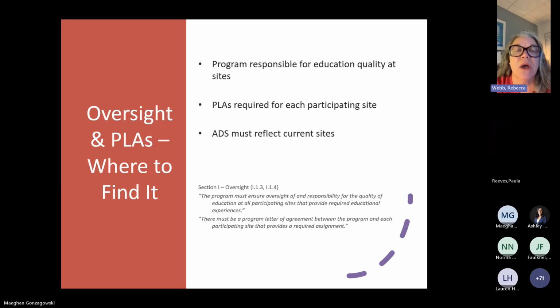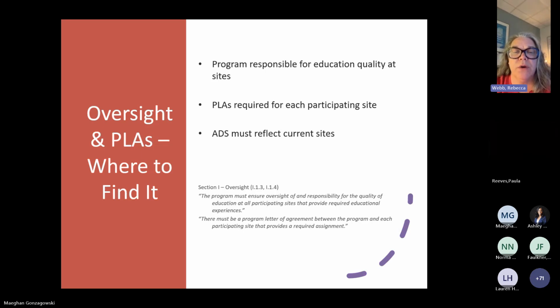An ADS must reflect current sites. And if I'm not incorrect, I am pretty sure that current sites, or sites that you go to for PLAs, need to be approved by your DIO. So DIOs need to sign off on all PLAs.